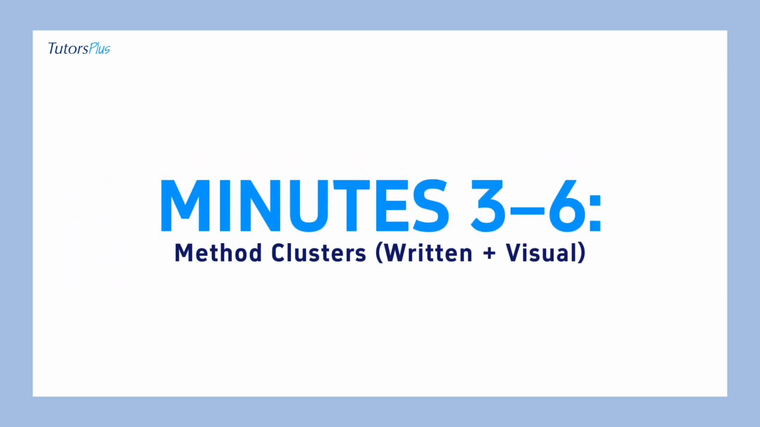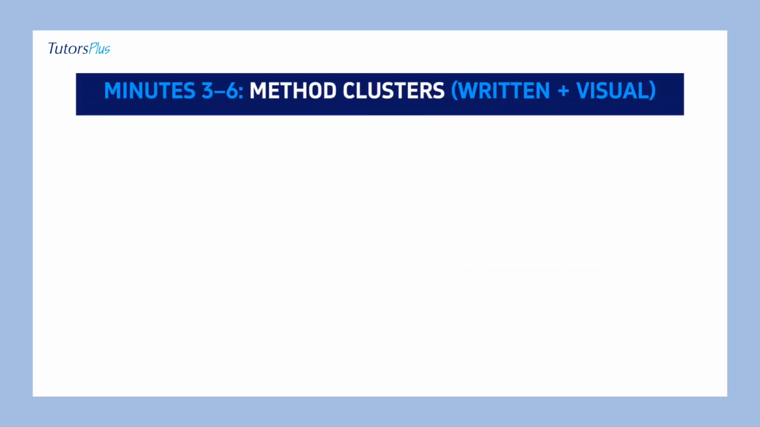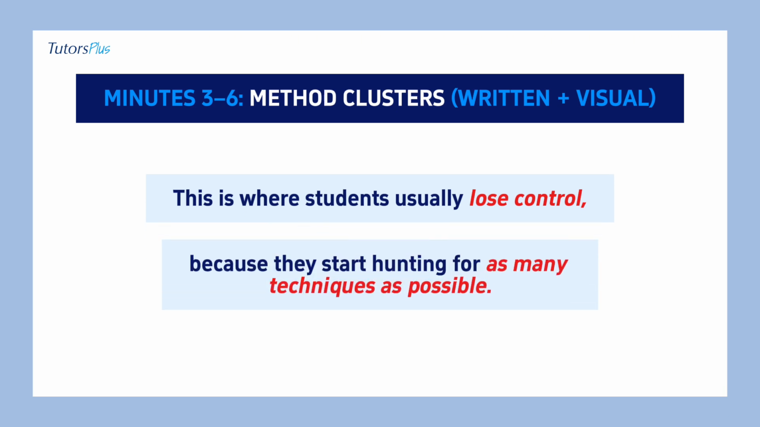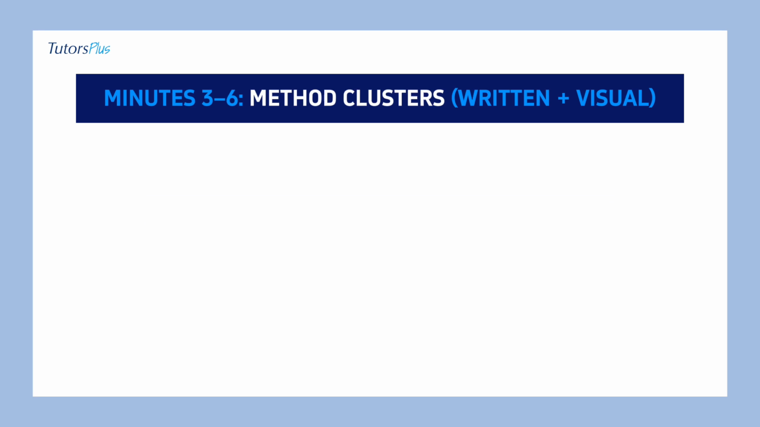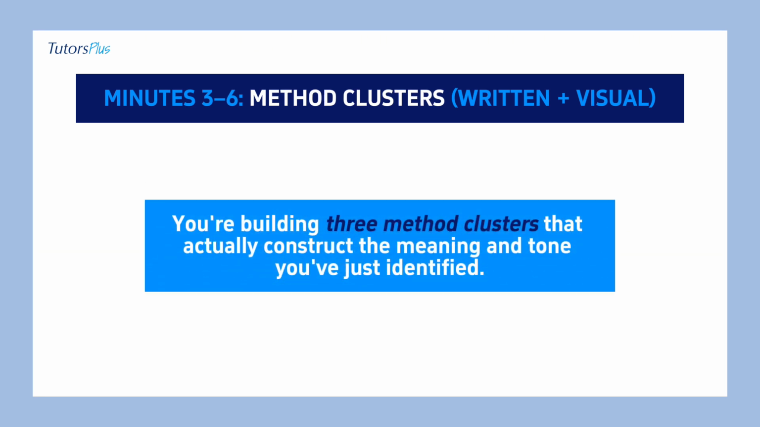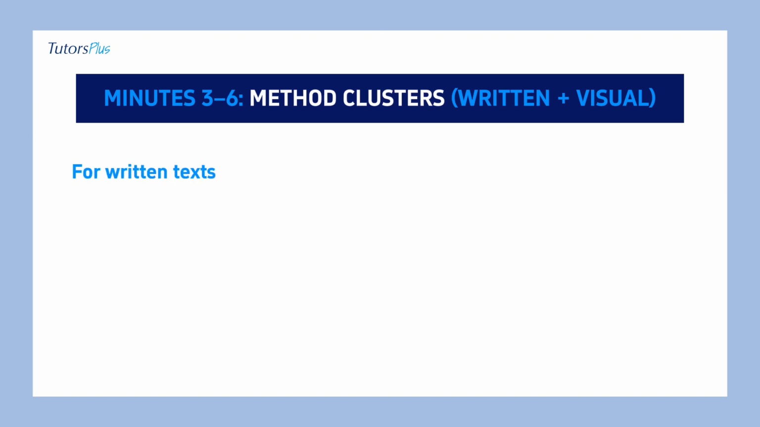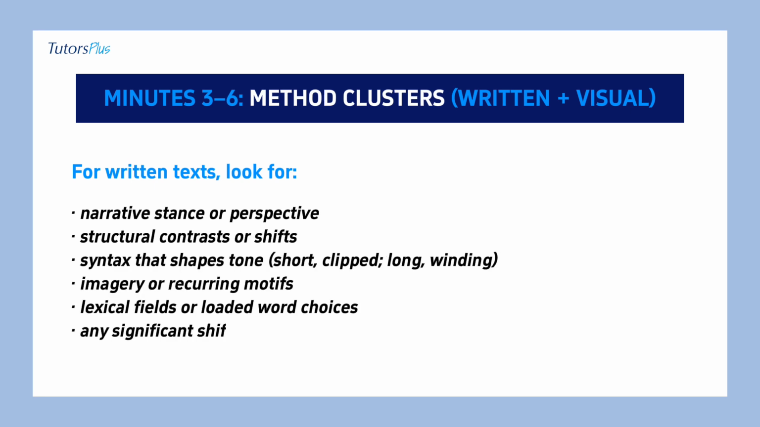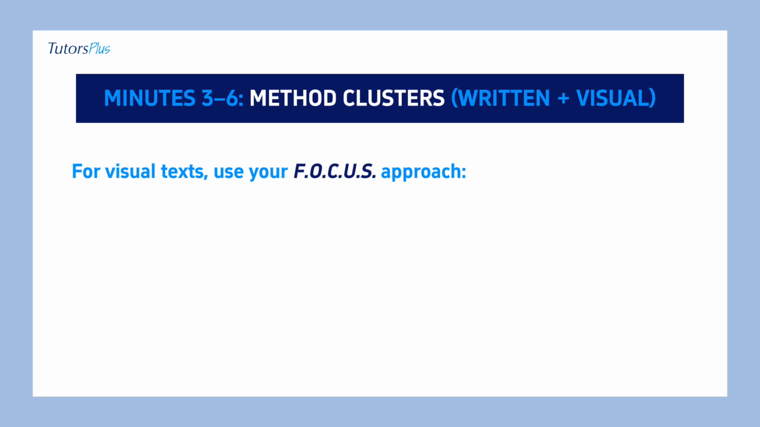Then we move into minutes 3 to 6, which are the method clusters. And this works for written or visual texts. This is often where students might lose control because they start hunting for as many techniques as possible. But you're not doing that. You're building 3 method clusters that actually construct the meaning and tone you just identified. So for written text, look for narrative stance or perspective, structural contrast or shifts, syntax that shapes tone, or imagery or recurring motifs.